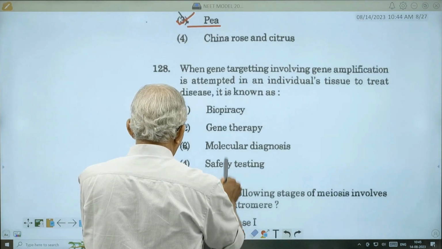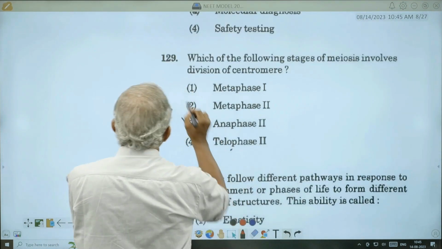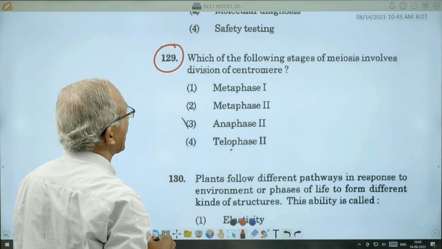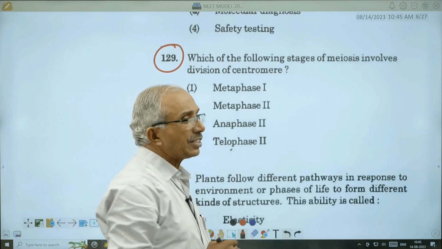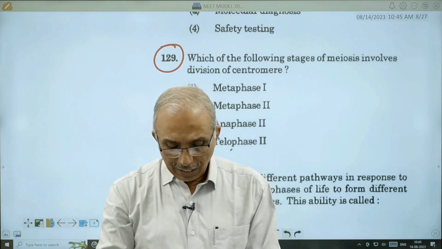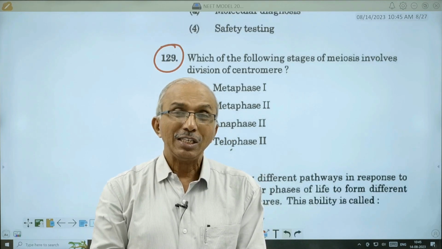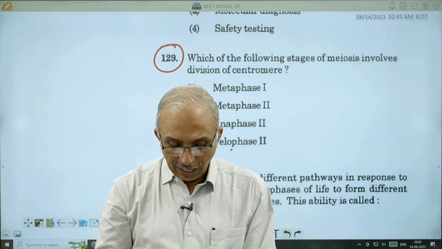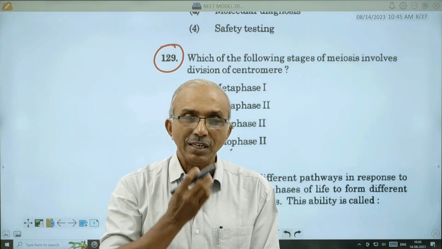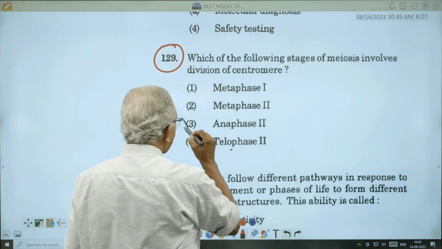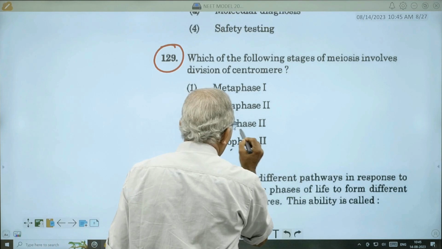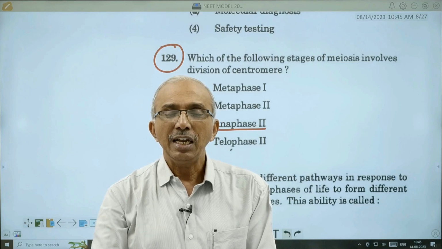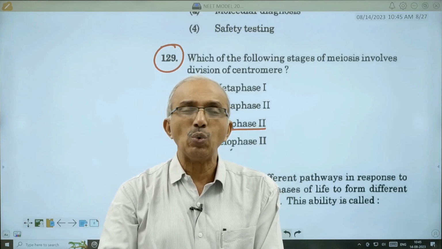Next botany question, question number 129. Which of the following stages of meiosis involves division of the centromere? Centromere splitting takes place in which of the following phases? Centromere splitting in meiosis takes place in anaphase 2.